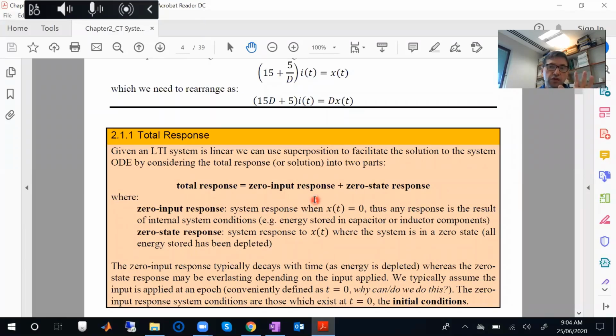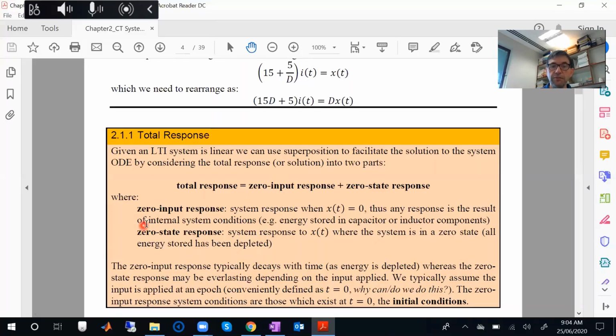Zero input, which is not unlike, and in fact, I think it's actually the same as the homogeneous solution, and the zero state response, which is in fact a bit different to the particular solution. So they're not completely the same. But the way these have been defined is in the context of a system which has an input, has an output, and we also define a new concept of a system. It's got a state. Now that's something new. We didn't discuss that in chapter 1, that the system has a state.